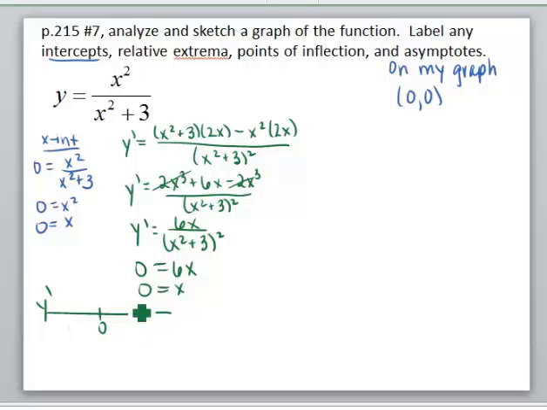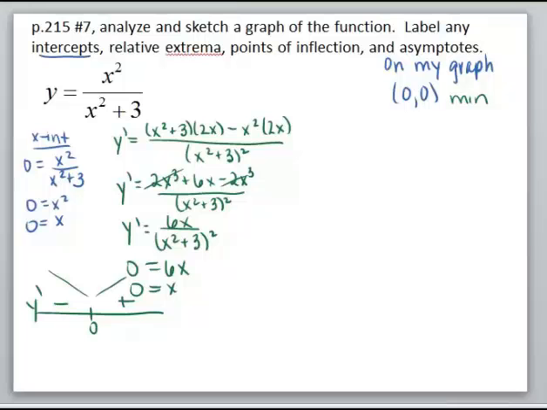We're going to plug in and find out what's going on with the slopes of the tangent lines. Well, when I plug in 1, I end up with a positive, and over here, when I plug in negative 1, I end up with a negative. So that means it's decreasing and then increasing here. I now know that (0, 0) is a minimum. I will continue this with the next video.